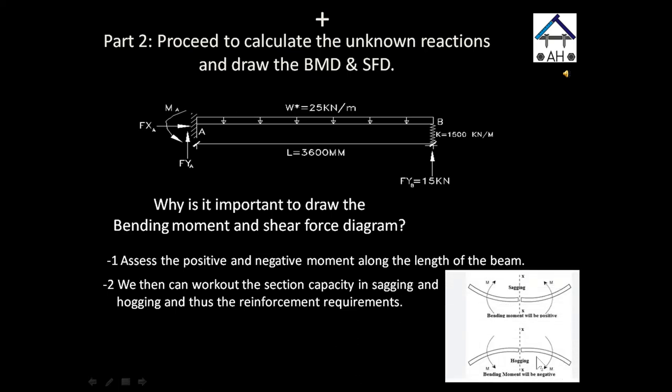So what I mean by hogging is when there's a negative moment, which implies that the top of the beam is in tension and the bottom is in compression. Sagging, on the other hand, is opposite, where there is a positive moment and the top of the beam is in compression and the bottom of the beam is in tension. You can see that in the little diagram below.